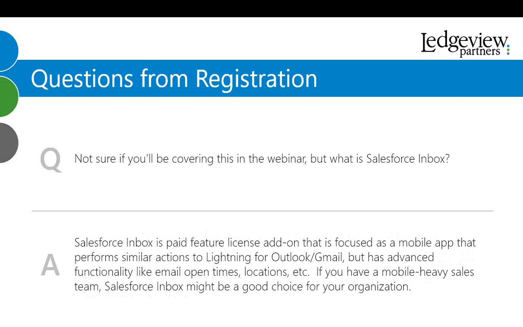Salesforce Inbox is a feature license, so there's a paid license subscription to add it on, but it is primarily focused as a mobile app that has some similar functionalities to what Lightning for Outlook can do, but it expands those with more marketing tools. So when you send an email, you can push it up to Salesforce, but Salesforce Inbox will then also track when this email was opened, or whether it was opened, and where it was opened.